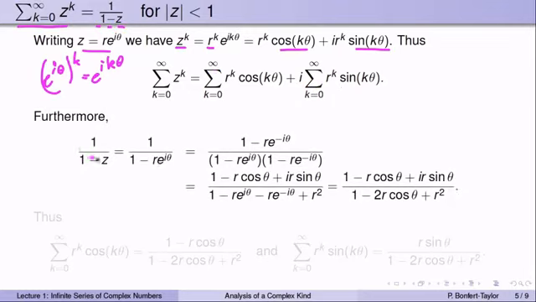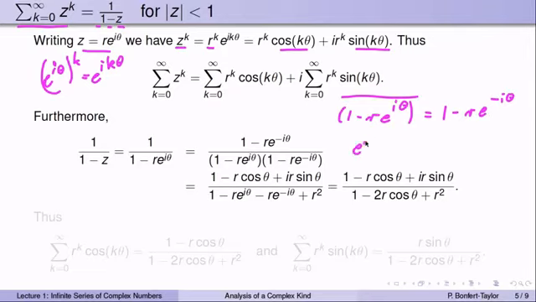So what is 1 over 1 minus z? How do we split that up into real and imaginary part? Again, we write z as r e to the i theta, and we remember a trick. In order to find out 1 over a complex number, we multiply top and bottom by the complex conjugate. What is the complex conjugate of 1 minus r e to the i theta? The complex conjugate of this number is 1, because 1 is real, minus r is real, and so we need the conjugate of e to the i theta, which was e to the minus i theta. So we multiply top and bottom by that.